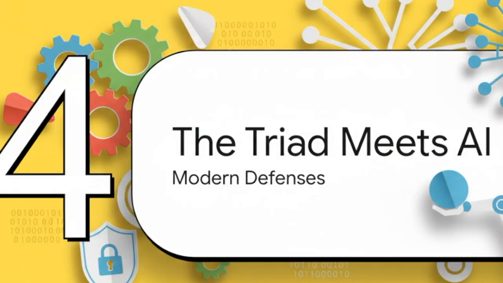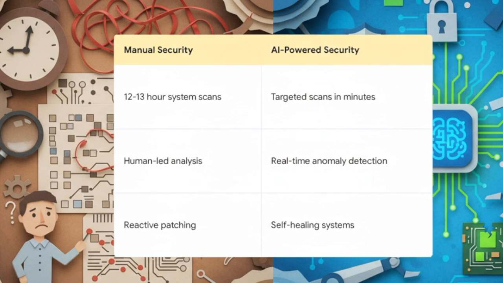Now, this framework has been the bedrock of security for decades. But you might be wondering, does it still hold up in the age of AI and machine learning? The answer is yes, and let's check out how this classic concept is actually getting supercharged by today's tech. Just look at this difference. On one side, you have the old way of doing things, right? These monster 12 or 13-hour system scans, humans trying to piece things together after an attack has already happened. But on the other side, you've got AI, and it completely changes the game. We're talking about targeted scans that take minutes, not hours, detecting weird stuff in real time, even systems that can heal themselves. The jump in what's possible here is just staggering.